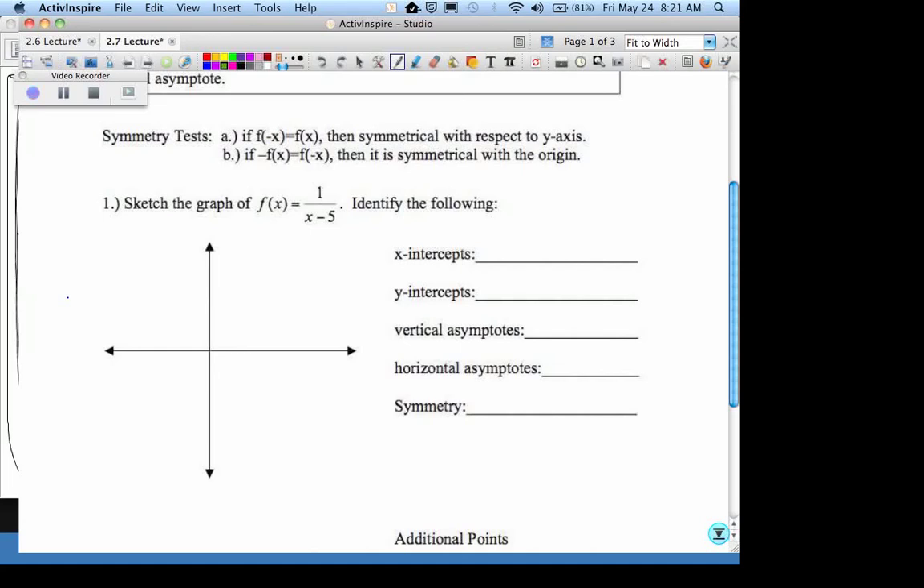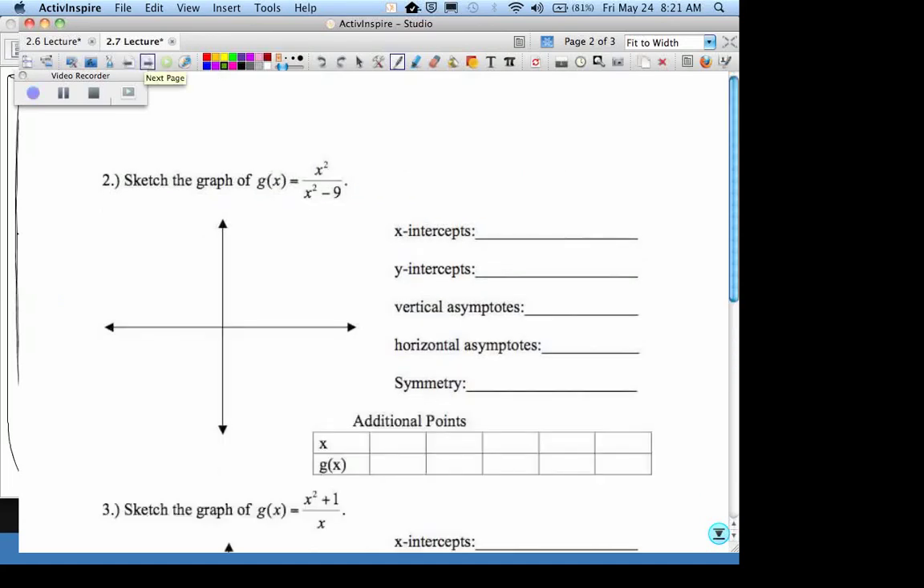I'm pretty sure you can do that one on your own again. So let's go to this one. So we're gonna sketch the graph.